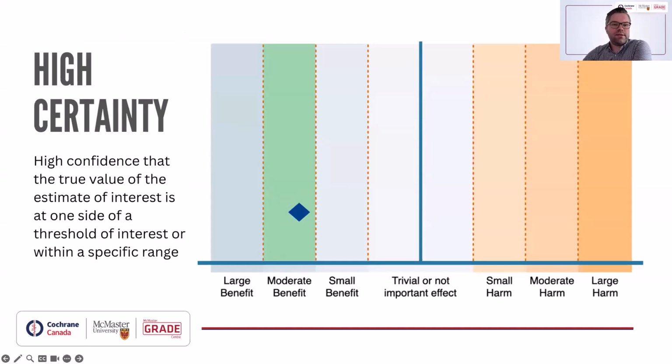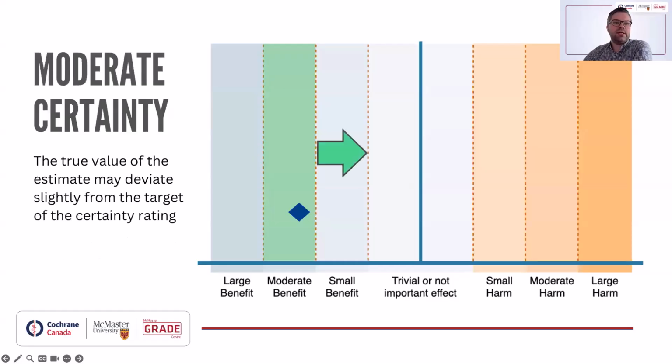Then, when we have concerns about the certainty of the evidence, and we may rate down the certainty to moderate, what this means is that the true value of the estimate may deviate slightly from the target of the certainty rating. So it may actually, for example, fall within the range of a small benefit rather than the moderate benefit, which is our target certainty range. As an example here.